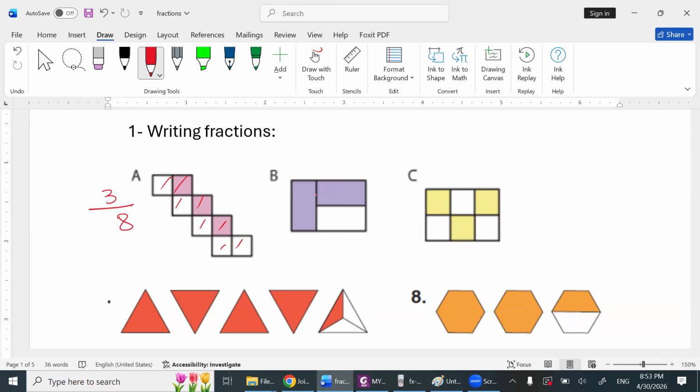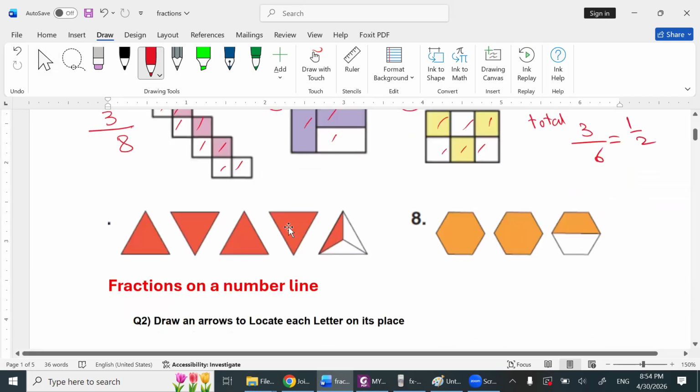How many rectangles do we have here on letter B? Count with me. 1, 2, 3. The total number of rectangles is 3 and we have 2 shaded. How many squares in letter C? The total number of squares. We write the total number down on the denominator and the shaded or the taken number up. So we have here 1, 2, 3, 4, 5, 6 squares in total and 3 shaded. By the way, 3 over 6 equals exactly 1/2 or 1 over 2.